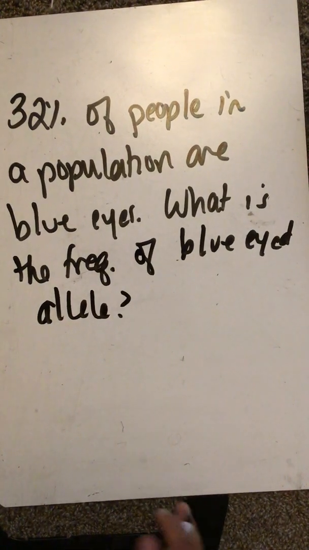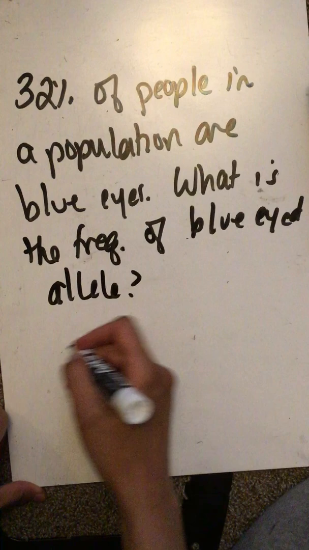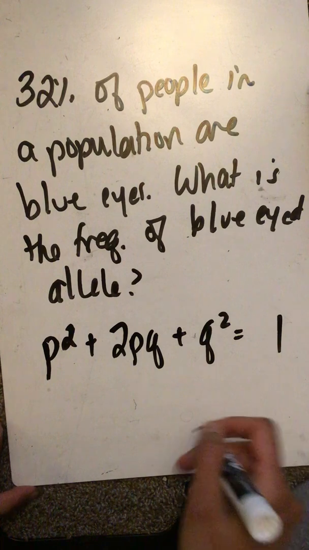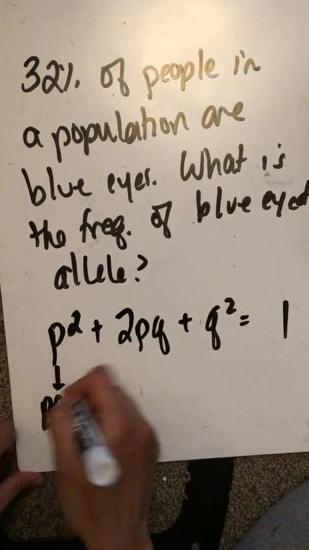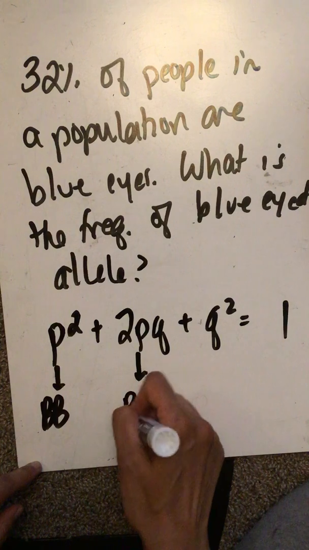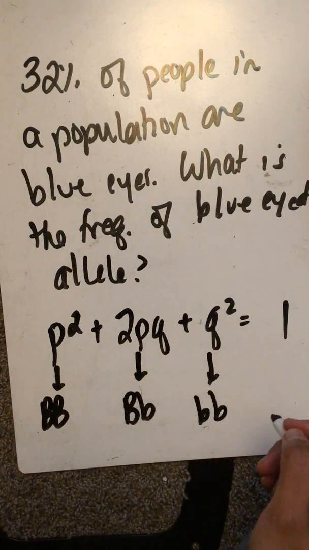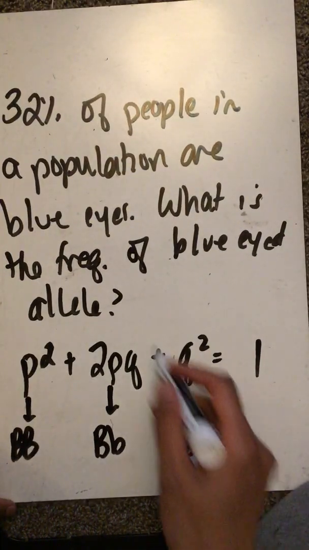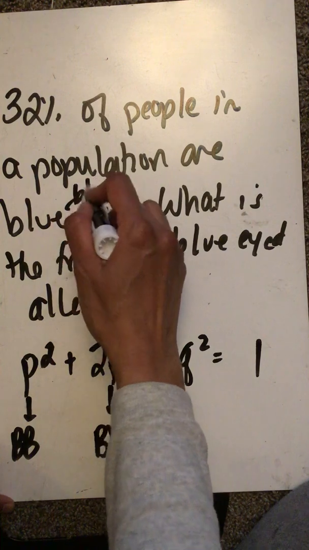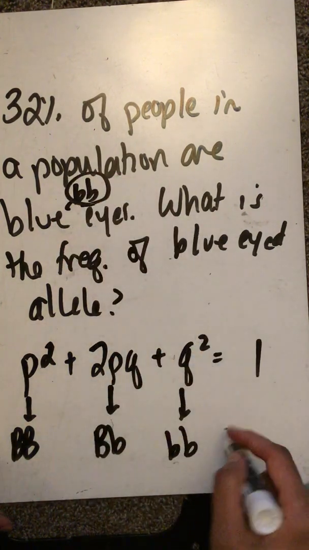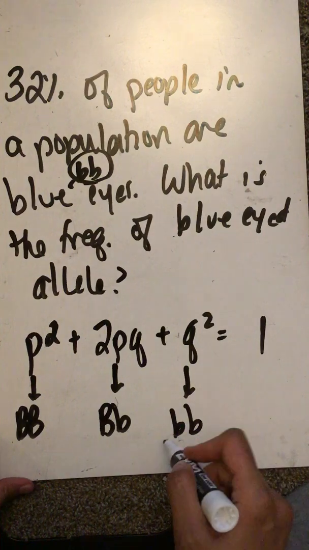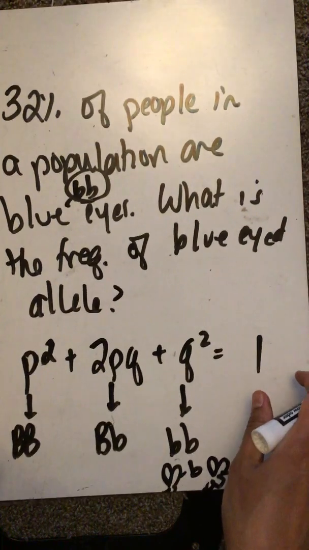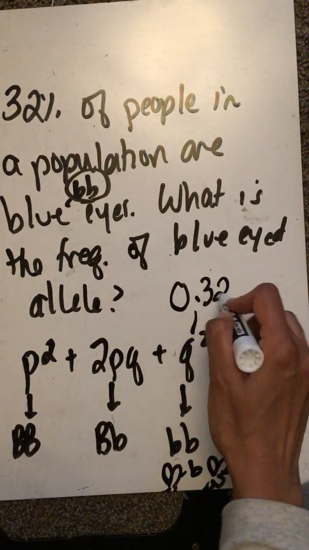Well, it says 32% are blue eyes. I know that p squared plus 2pq plus q squared is equal to 1. I also know that p squared represents anybody who's homozygous dominant, 2pq represents heterozygous, and q squared represents homozygous recessive. So if 32% of the population are blue eyes, that means 32% of the population are little b, because in order to have blue eyes, you need to get a little b from your mom and a little b from your dad. So you know that q squared is 0.32.